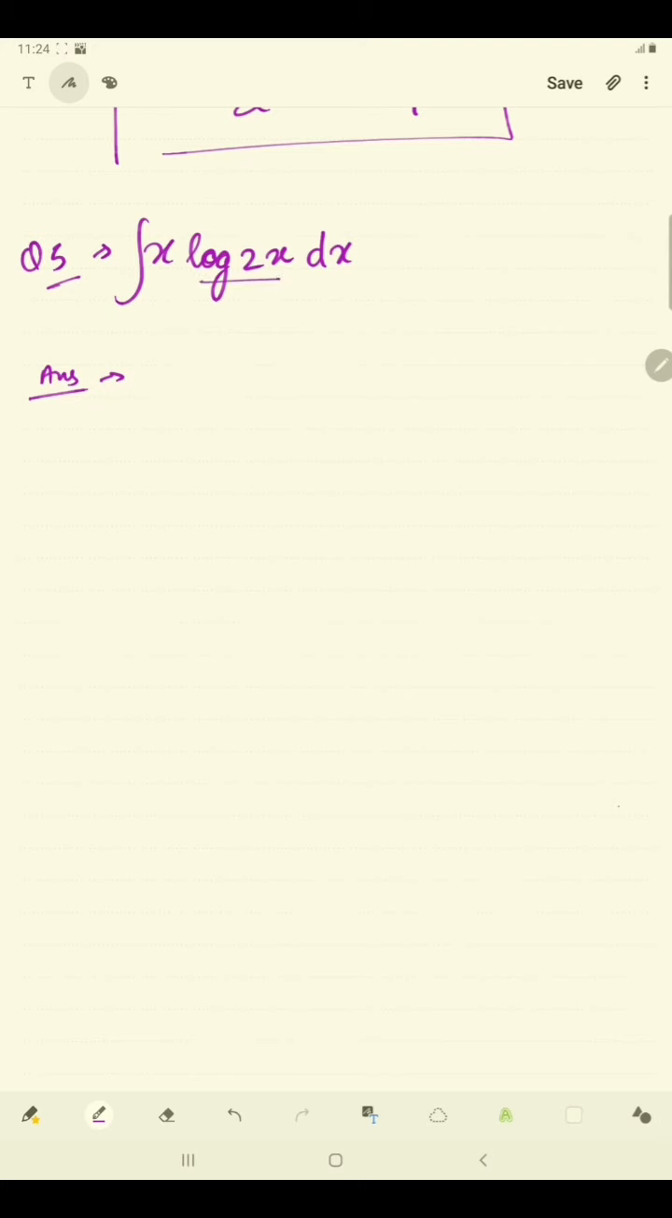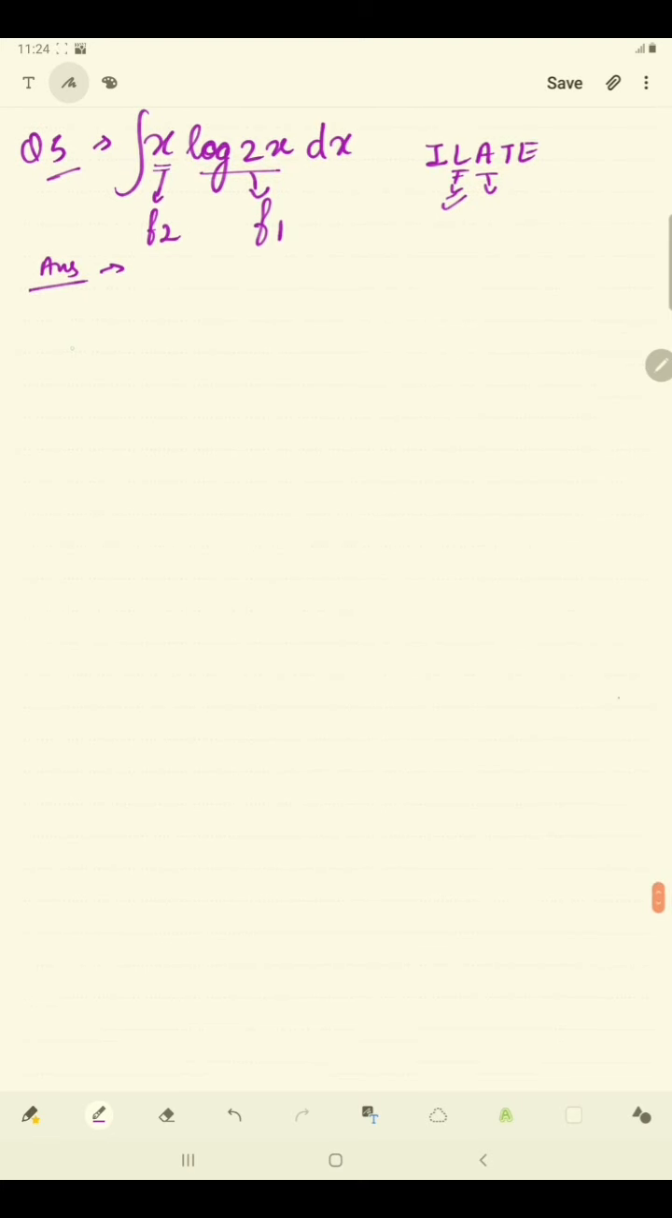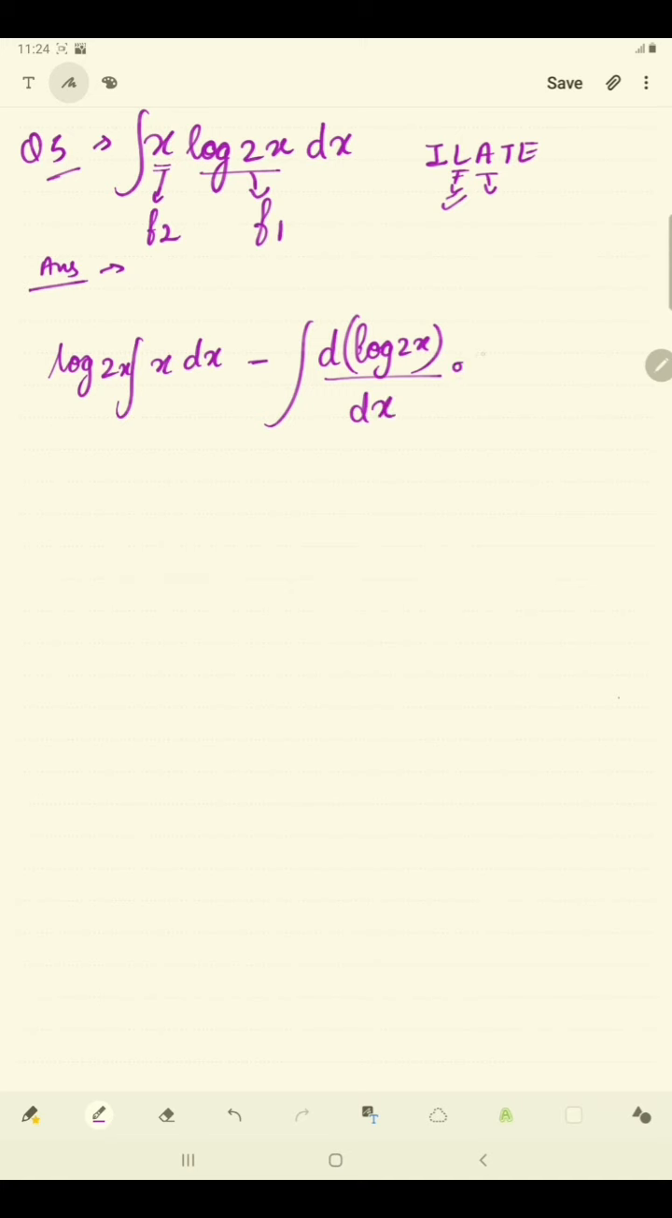So this is the logarithmic function and this is the arithmetic function. If we were to isolate over here, we know that L is logarithmic and A is arithmetic. Now logarithmic has more preference than the arithmetic function, so we write f1 over here and f2 over here. Now directly applying the formula, we know that log 2x integration of x dx minus integration of differentiation of log 2x upon dx dot integration of x dx.